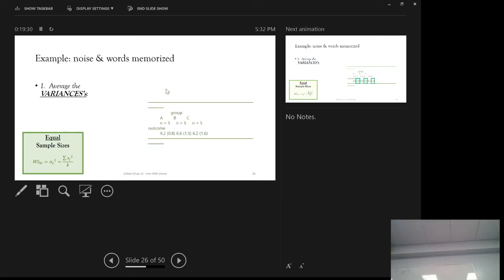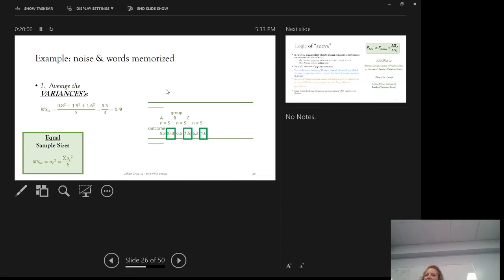Okay, so here's our data again. We got equal sample sizes. So let's see, what does the formula do? What does this formula tell us to do? Sigma means add up the variances and divide by the number of groups, which is 3. So we add up. Now, are these variances 0.8? What do we need to do to make this a variance? Square it. So you take your 3 standard deviations, square them so they're variances, add them up, and divide by 3. 1.9. That is the bottom number of the F statistic.